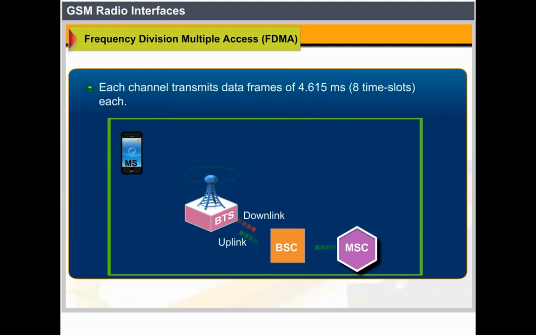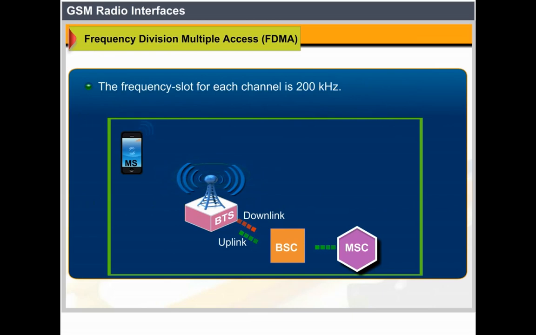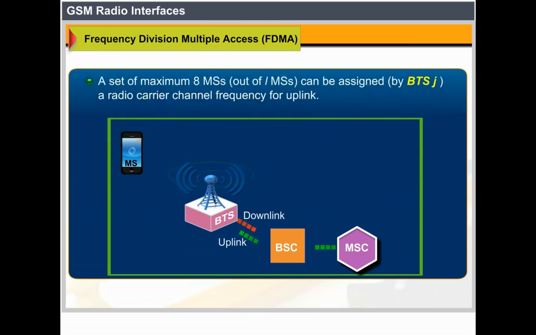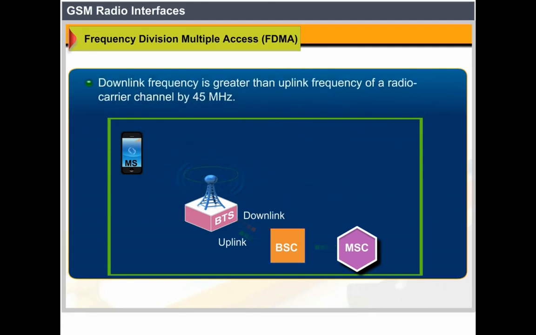Each channel transmits data frames of 4.615 ms, 8 time slots each. The frequency slot for each channel is 200 kHz. A set of maximum 8 MSs out of n MSs can be assigned by BTS a radio carrier channel frequency for uplink. Downlink frequency is greater than uplink frequency of a radio carrier channel by 45 MHz.